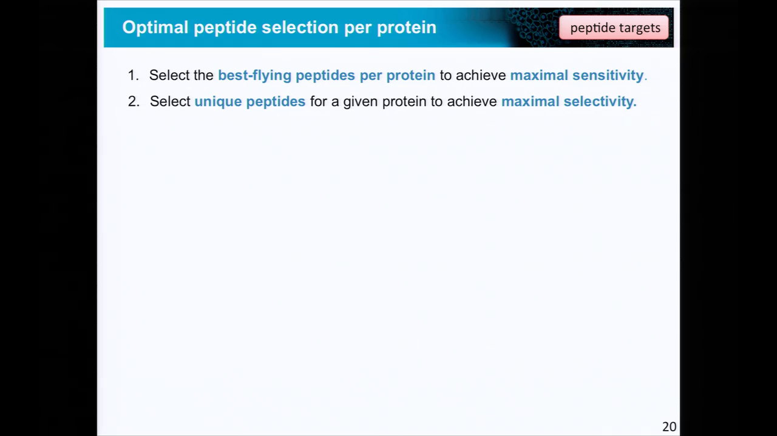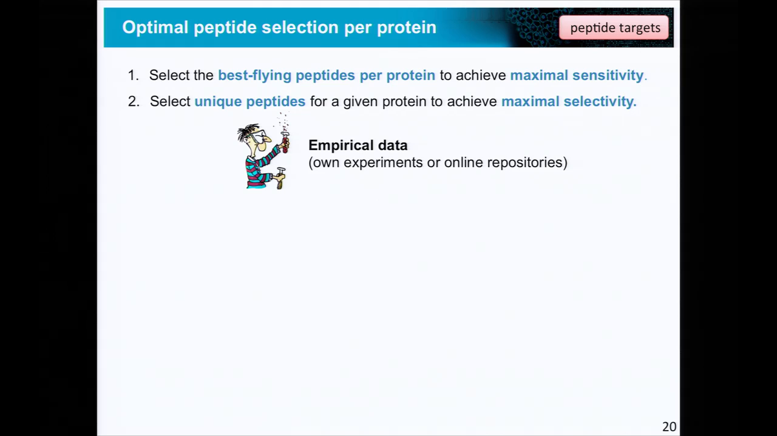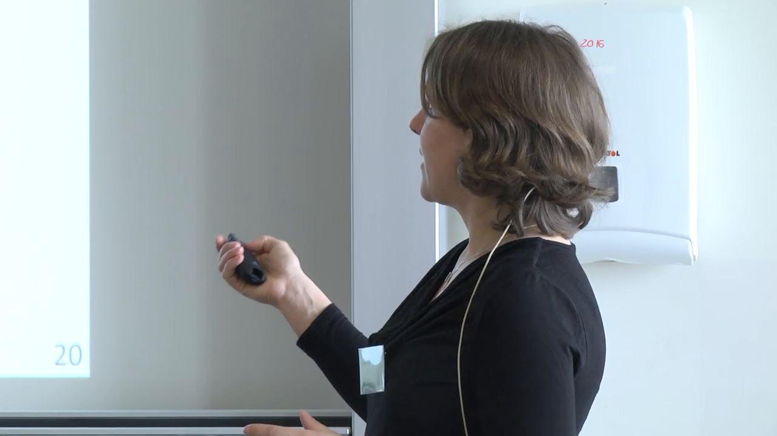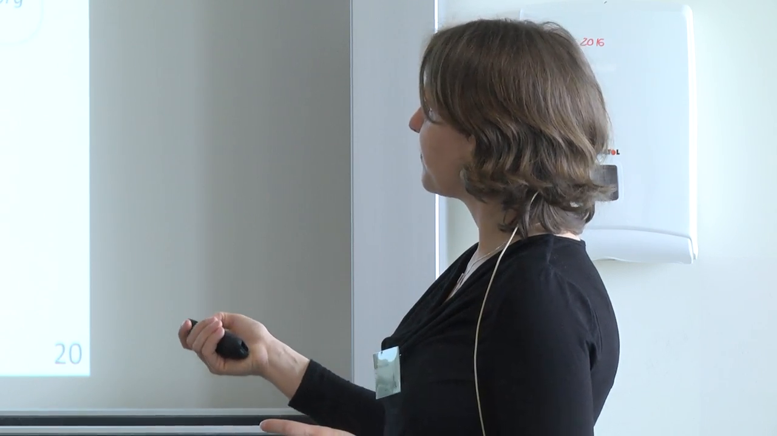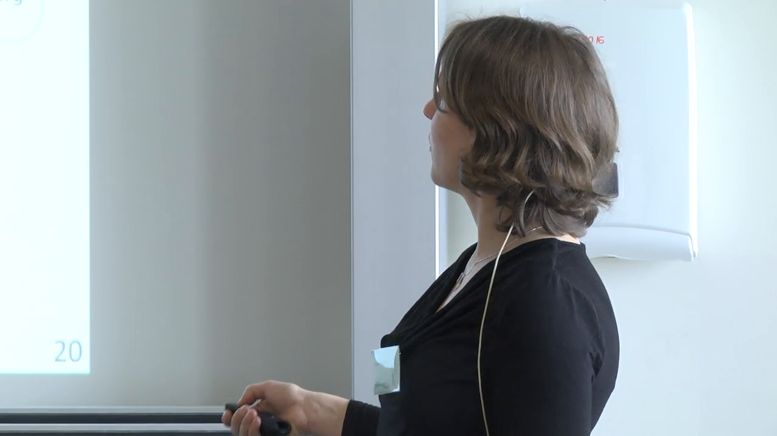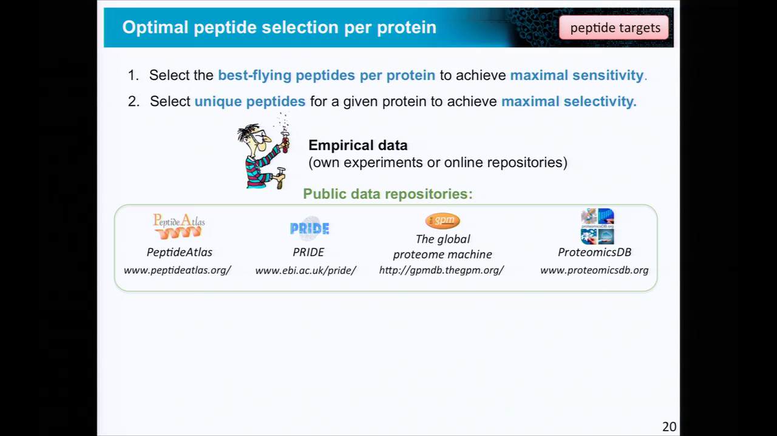So now next question, how do you find what are these best flying peptides? Here you have 2 options, and what most people do, and the best way to do this, is to use empirical data. So use data that either is out there and has been measured by other people, or use your own experimental data and see for a certain protein which peptides have been identified. There are several online repositories here, just 4 examples, where people mainly upload their shotgun data, and when you have a list of target proteins, you can look on those websites which peptides have been reported for your proteins.